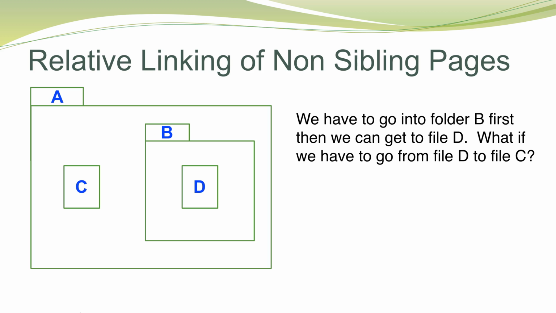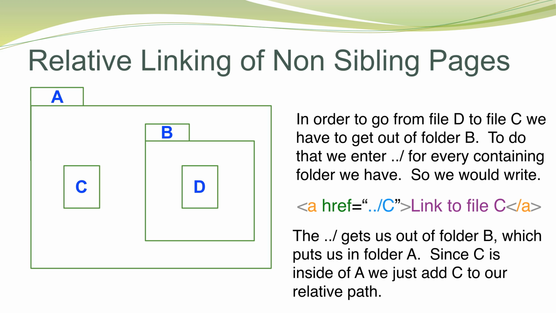What if we have to go from file D to file C? In order to go from file D to file C, we have to get out of folder B. To do that, we enter ../ for every containing folder we have. So our relative path would be href = ../C. The ../ gets us out of folder B, which puts us in folder A. Since C is inside of A, we can just add C to our relative path.